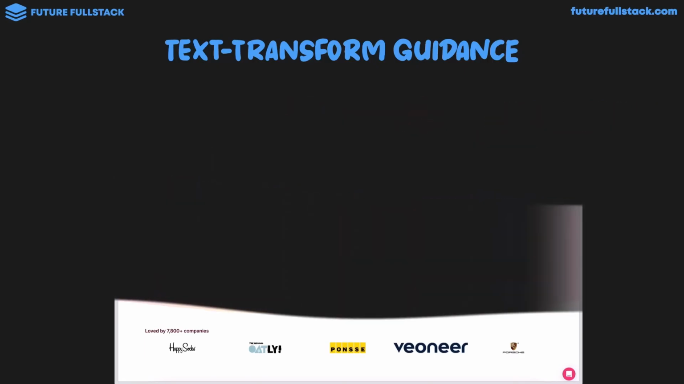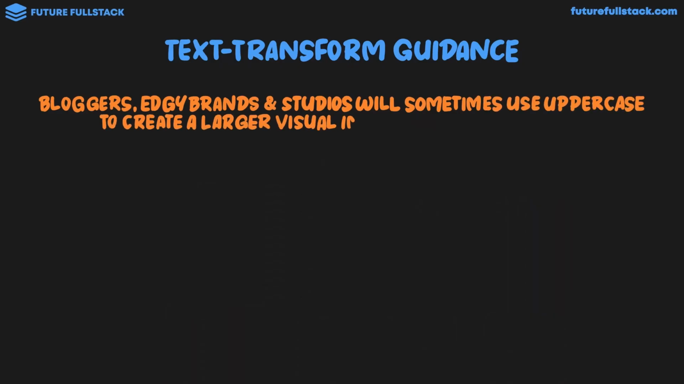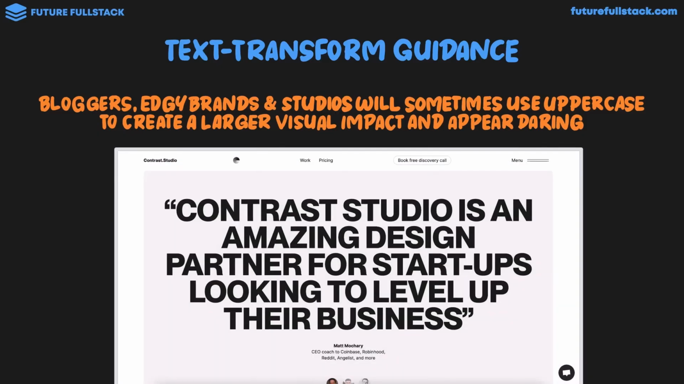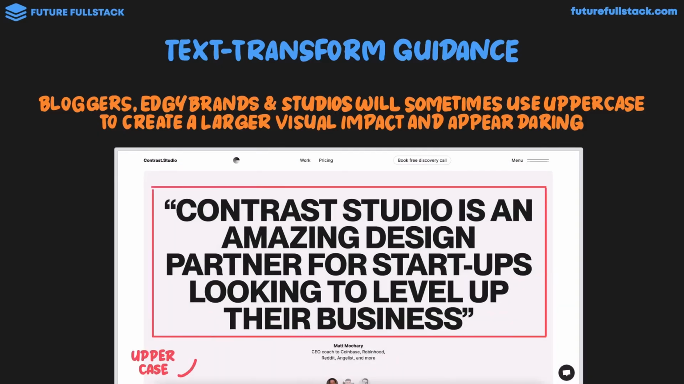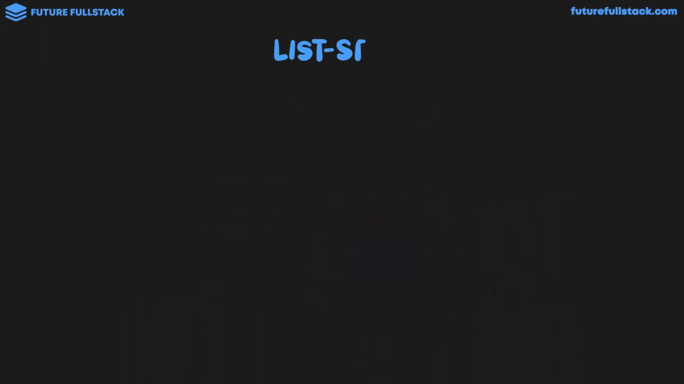What you will see is bloggers, edgy brands, and studios will sometimes use uppercase to create a larger visual impact and appear more daring. Here's a studio example where everything in the heading is in uppercase, which creates a huge visual impact. However, for most applications you're likely going to be working on, sticking with sentence case is usually the safer choice. The last property we will look at is list style.